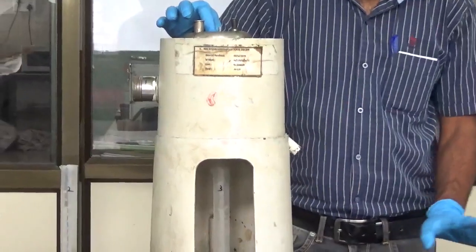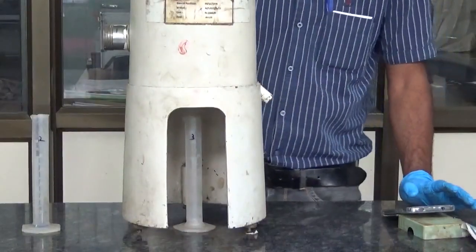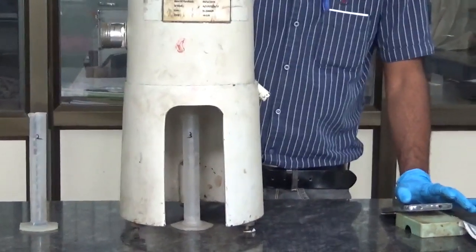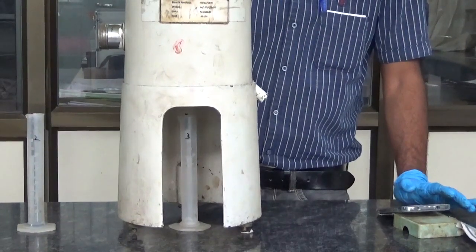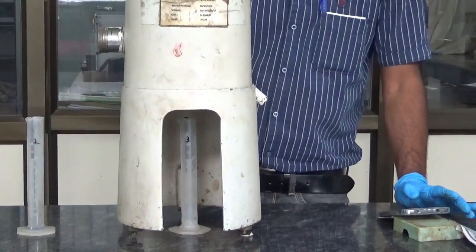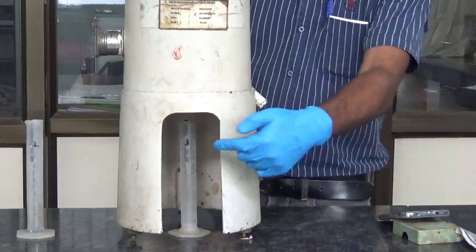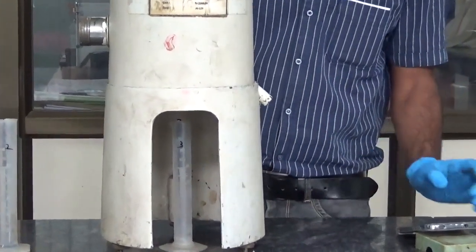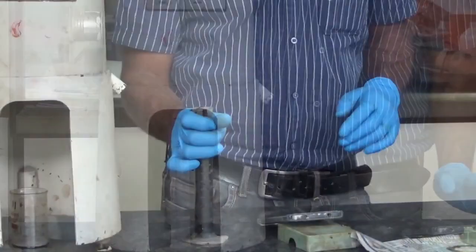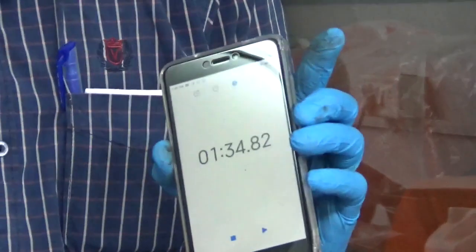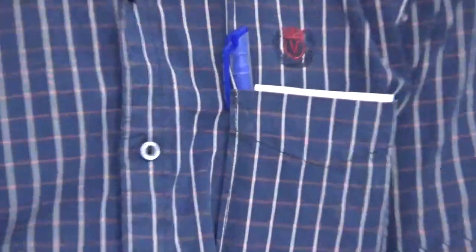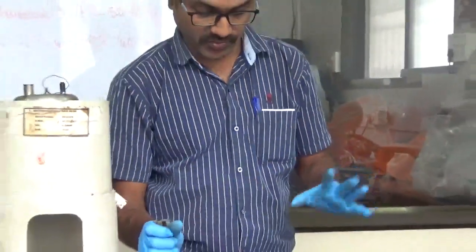Just a minute. I have lifted the stopper and started my stopwatch, and I'm going to stop once it gets filled to the 50 ml mark. Now the cylinder is filled to 50 ml, and the time is around 1 minute 34 seconds, that means around 94 seconds.